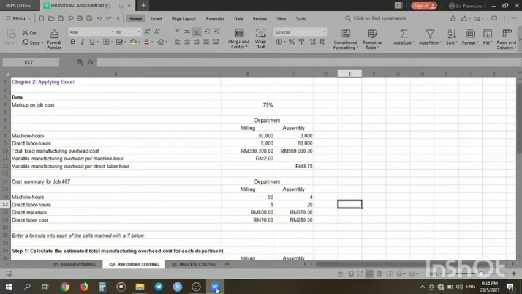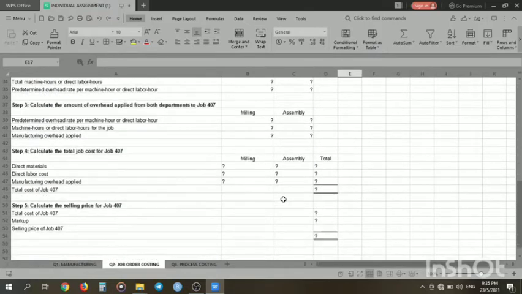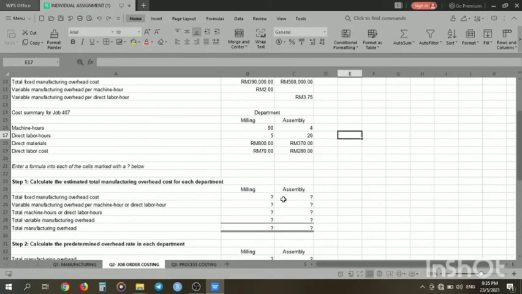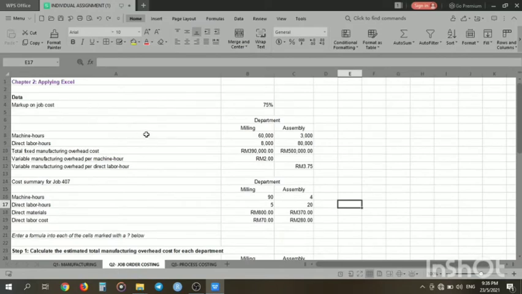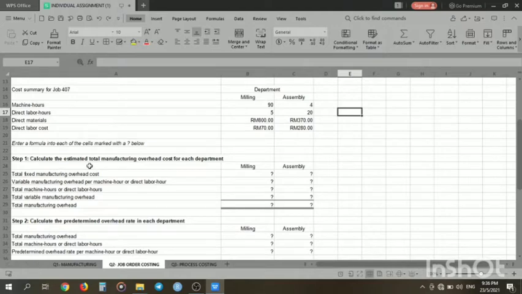Alright, we move to the next question. In this part, we need to solve 5 important steps to answer the job order costing question. From the data given, there were 2 departments, milling and assembly, and the cost driver for milling is machine hours, whereas for assembly it is direct labor hours. Firstly, for step 1, estimate the total manufacturing overhead cost for each department, milling and assembly.